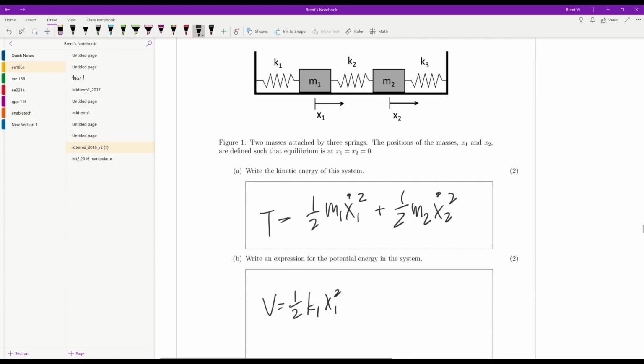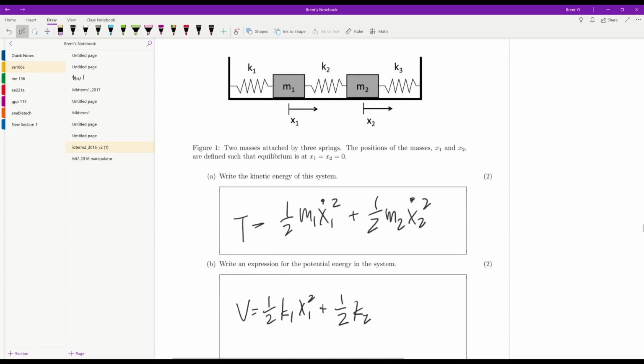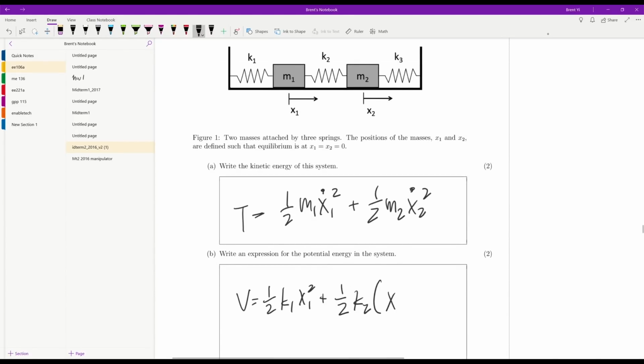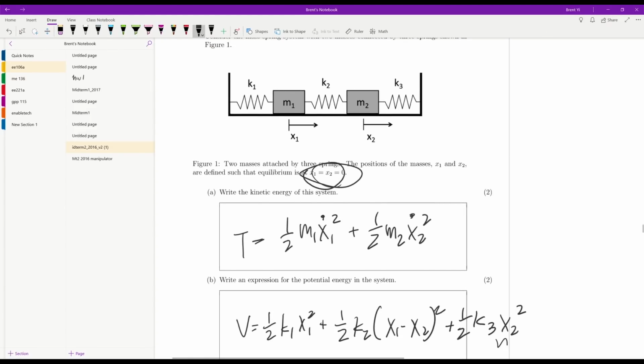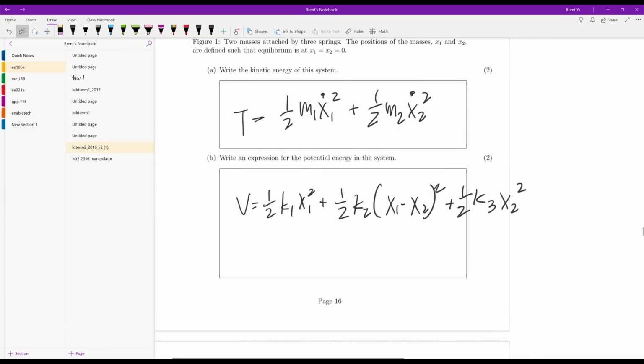Second one is a little bit weirder, not too bad though. For this one, seeing how much it's stretched, we can look at the difference between x2 and x1. So that's 1/2 k2 x1 minus x2 squared. Then finally, for the third spring, we can do 1/2 k3 x2 squared. Again, we know the equilibriums are when everything is 0, which is why just increasing x2 will directly increase how much the spring is stretched. Okay, I think that's it for part A and B. We have the kinetic energy of the system and potential energy of the system now.